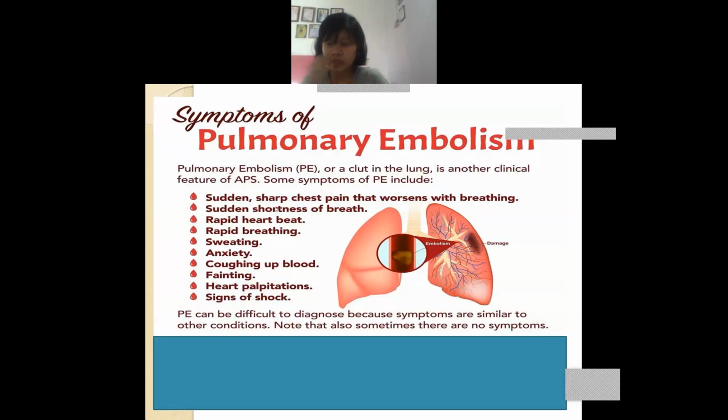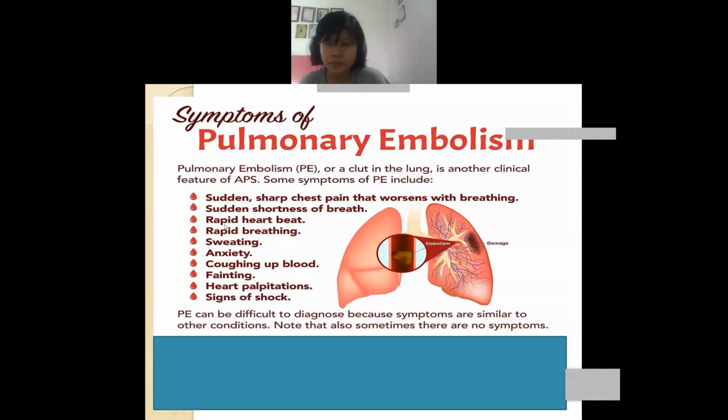First is sudden chest pain that worsens with breathing. So obviously the person will feel pain, because there are some abnormalities going on in the lungs. So that's why the person will feel pain in the chest, and of course the person will find difficulty in breathing because the lungs help you in breathing, inhaling, exhaling, internal respiration, external respiration, right? So that's why the person will find difficulty in breathing. Okay, next is sudden shortness of breath. Means same thing. I mean, this one is also a part of breathing. So the person will find difficulty in breathing.